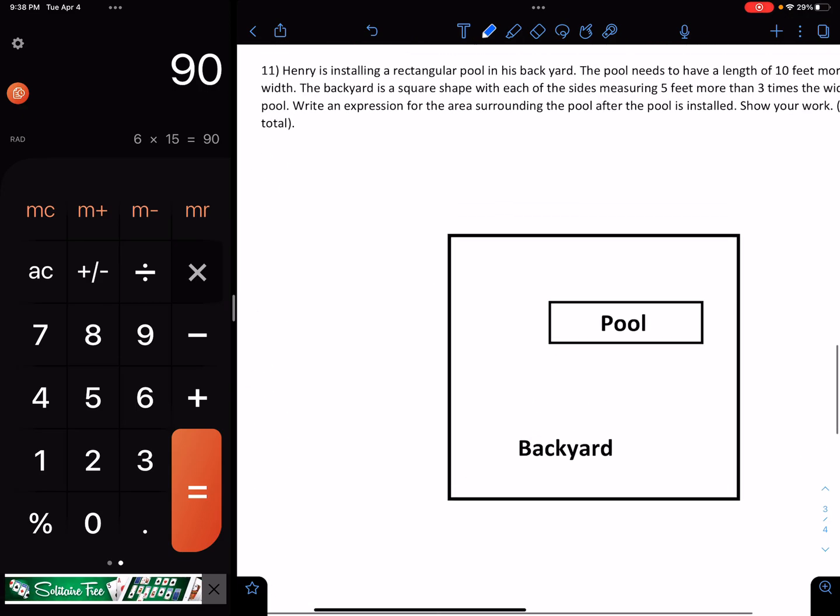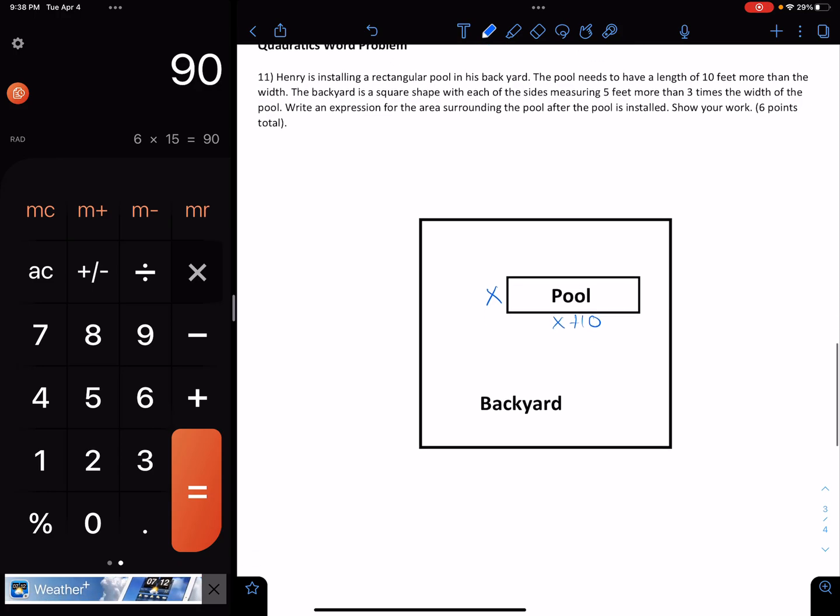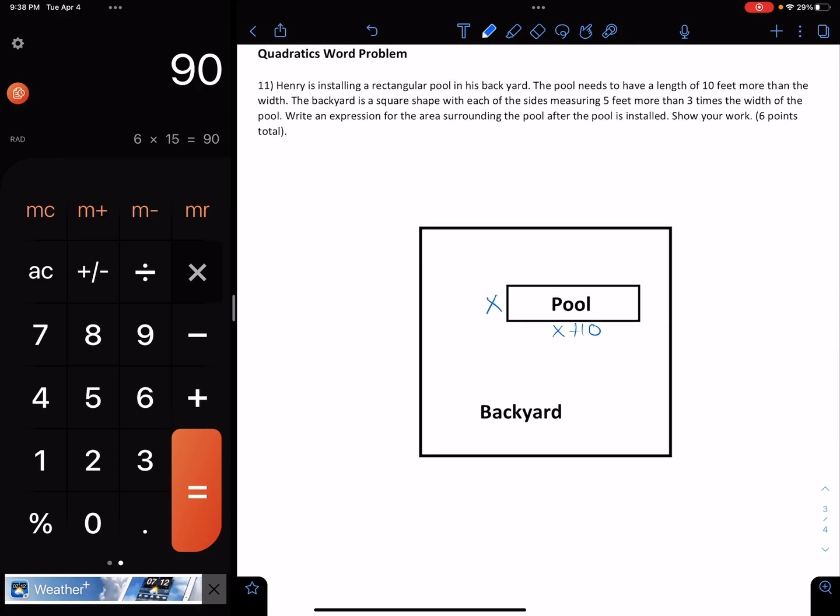Okay, one more problem in the entire thing. It says Henry's installing a rectangular pool in his backyard. Attaboy, Henry. It says the pool needs to have a length of 10 feet more than the width. So I don't know what the width is, so I'm going to call it x. And the length of the pool is 10 feet longer than the width. Then I got this yard that goes around the pool. And it says it's 3 times the width, and it measures 5 feet more. Okay, it's also a square, so it's the same width and length.